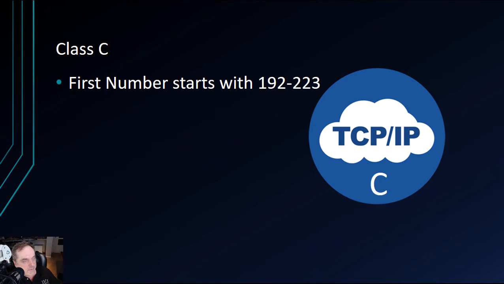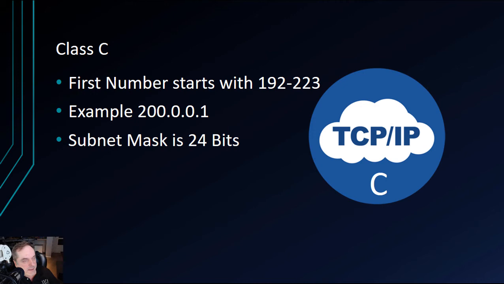Let's talk about Class C. The first number is going to start with a 192 through a 223. And once again, we'll give an example, 200.0.0.1, and we only care about the first octet as usual, and 200 definitely falls within that 192 through 223 range. So that makes it a Class C. The subnet mask is 24 bits, so we went from 8 to 16 to 24 bits. An example here would be 255.255.255.0, so that would be a /24, because it uses the first 24 bits.